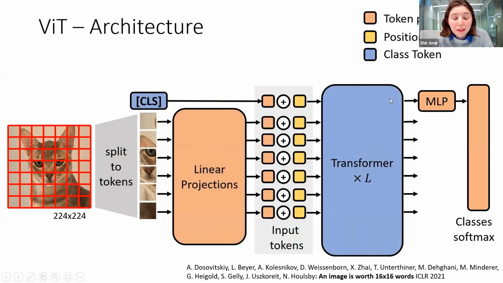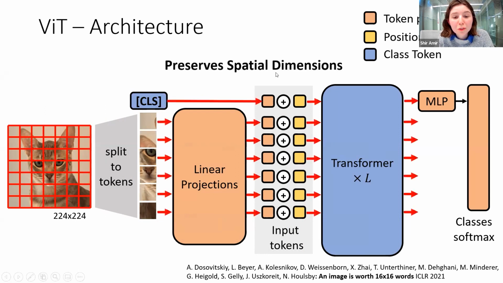Now, one of the interesting things of this architecture with respect to convolutional neural networks is the fact that it preserves spatial dimensions. As you can see, the amount of tokens remains the same through the entire architecture up until the final layer.